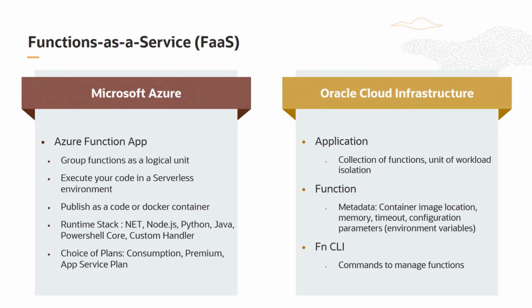The first is function application. It is basically a collection of functions. It is attached to the customer's virtual cloud network, which is VCN, and subnet. You can also think of an application as a unit for workload isolation. Now, what is a function? A function is a container image that is stored in a container registry. The metadata is going to contain the image location, the function memory, function timeout, and any configuration parameters or environment variables that are required for the function's execution. FNCLI is a command line tool that is used to manage functions.